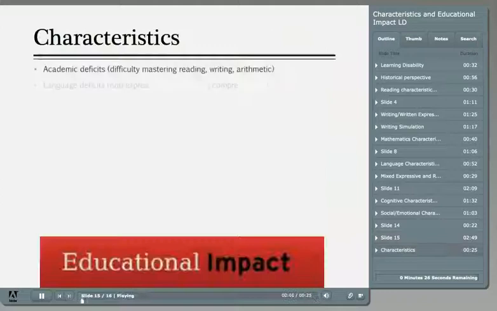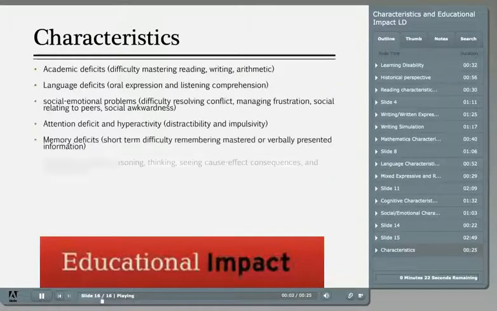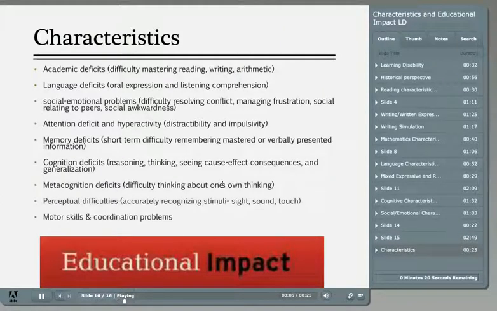To recap, students with learning disabilities exhibit a range of characteristics and difficulties across academic, language, social-emotional, and cognitive areas. In general, though, it is important to remember that there is usually a combination of characteristics involved, but the most common may include academic, language, and memory deficits.